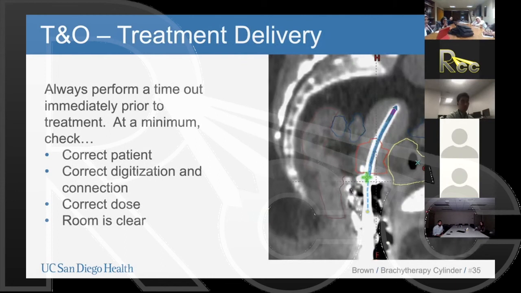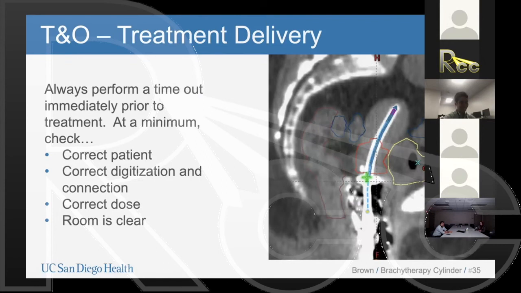We're always going to perform a timeout immediately prior to treatment. Just like yesterday, at a very minimum, we're going to check the correct patient. We have the correct digitization and connection. So yesterday when we were talking about cylinders, we had one catheter and one transfer guide tube, and one channel. Here we have three channels. So it could be, after you have optimized the plan, that you have different dwell times in the right and left ovoids. So if you get those mixed up when you connect to your HDR treatment unit, then of course you deliver the incorrect treatment. So you always want to make sure that what you have digitized in the treatment planning system is exactly the same as how you have connected in the real world. Important point here. We want to make sure that we're treating to the correct dose, whatever the physician has prescribed, and we want to make sure that the room is clear.